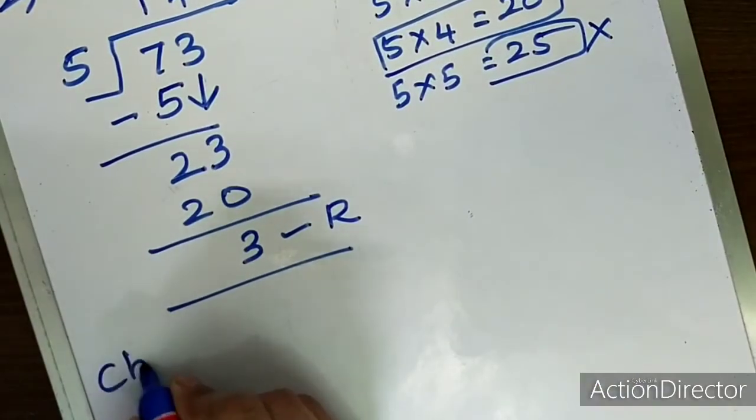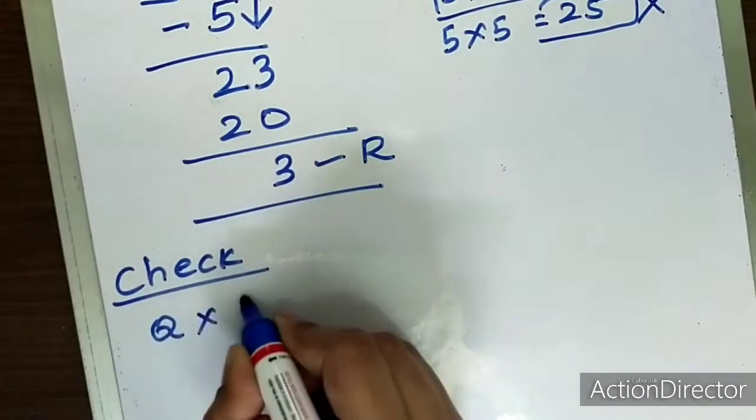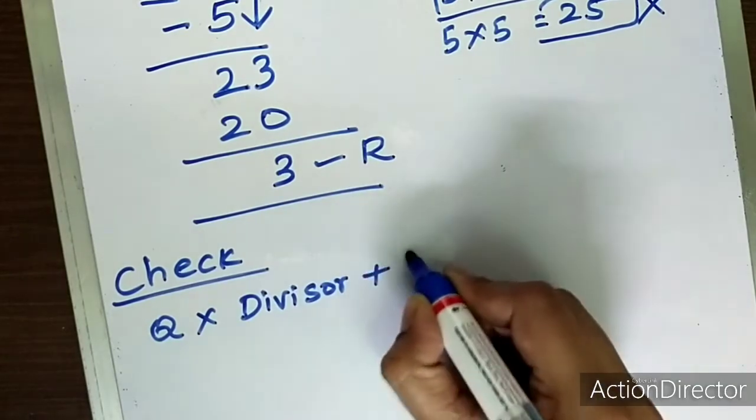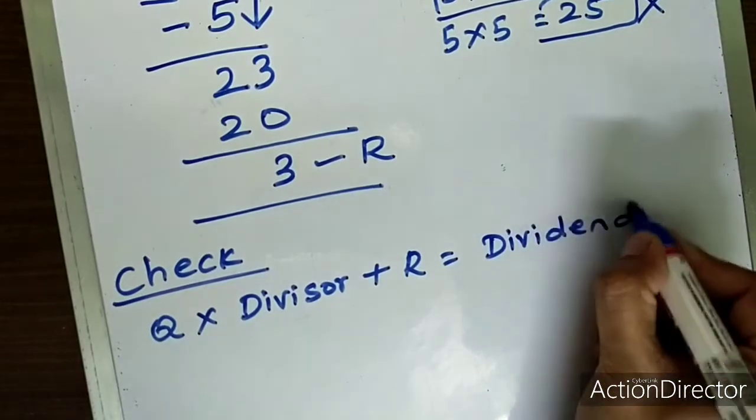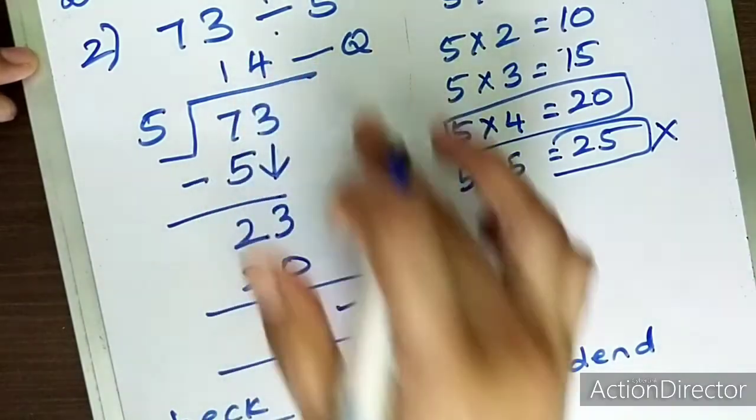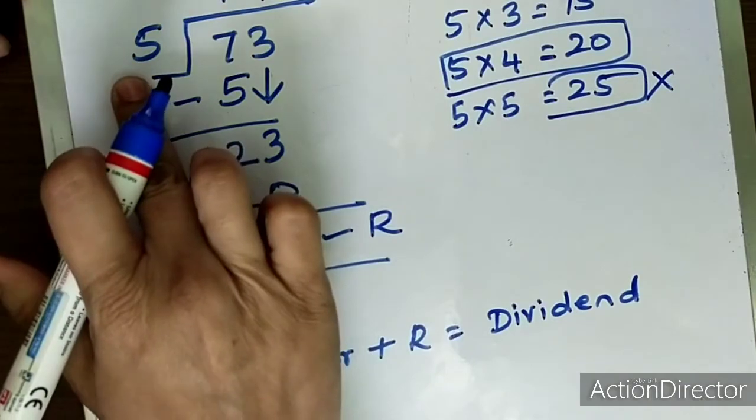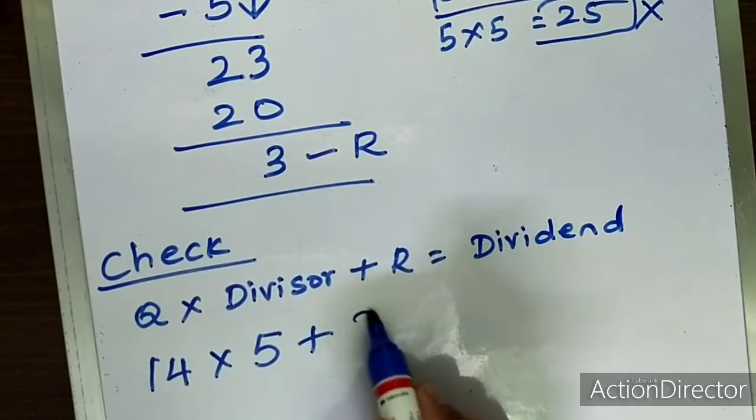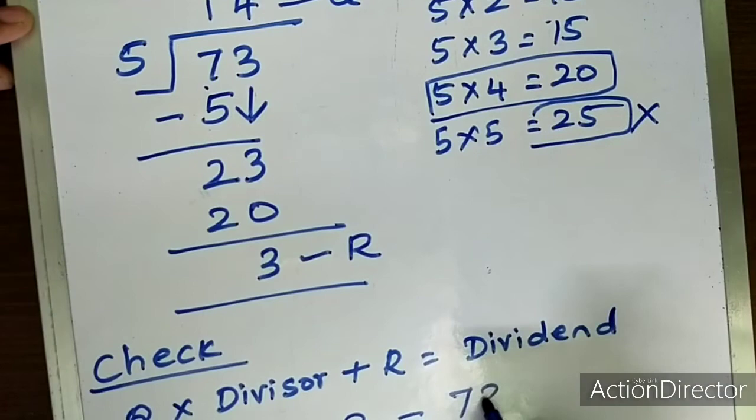Now we are going to check the answer. Okay, so what is the formula? Quotient into divisor plus remainder is equal to dividend. So what is the quotient here? Quotient is 14. 14 into what is the divisor? Divisor is 5, plus what is the remainder? Remainder is 3, is equal to what is the dividend? Dividend is 73.